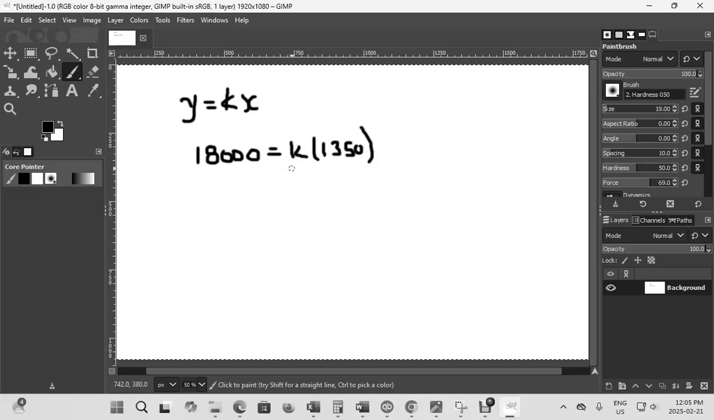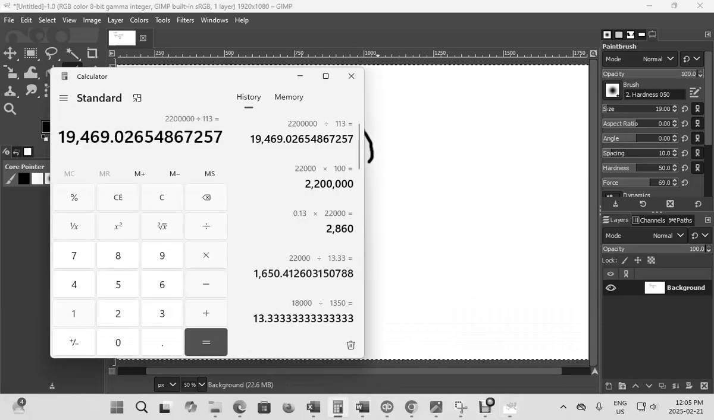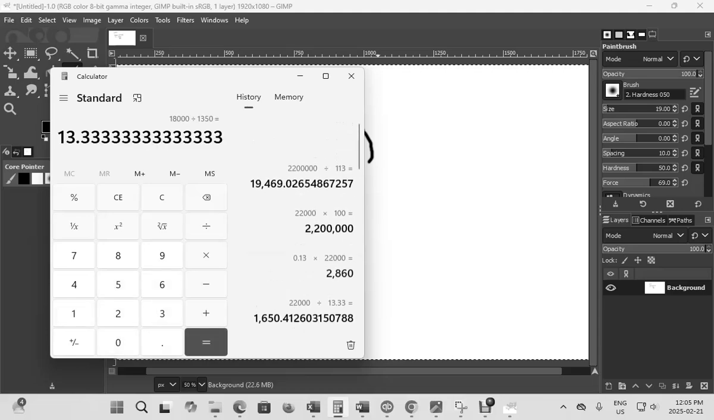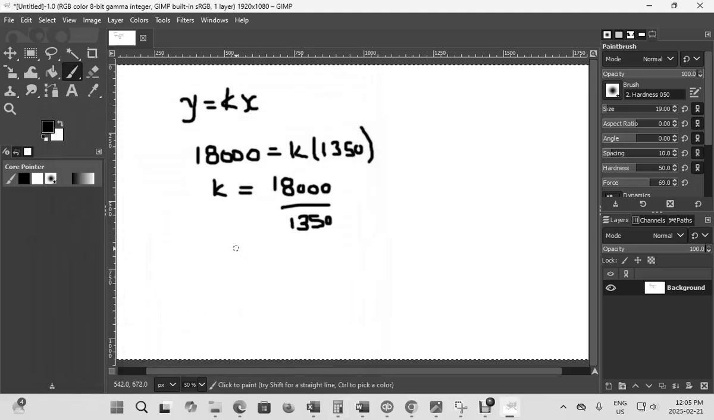So to figure out k, which is your constant, this will be 18,000 divided by 1,350. If you do the math, this will be 18,000 divided by 1,350. That comes around 13.33 for your k. So k equals 13.33. So this will be your k.